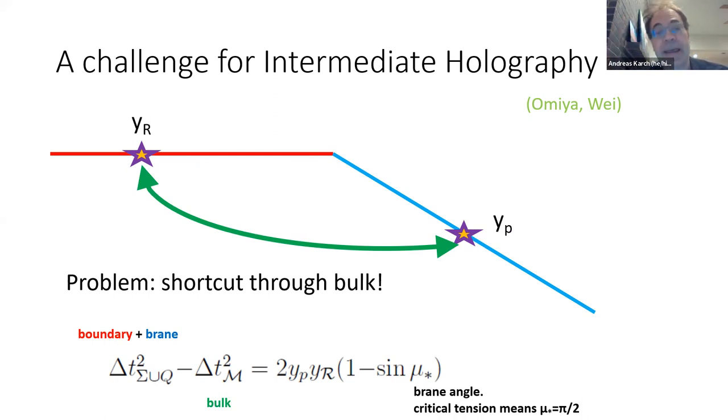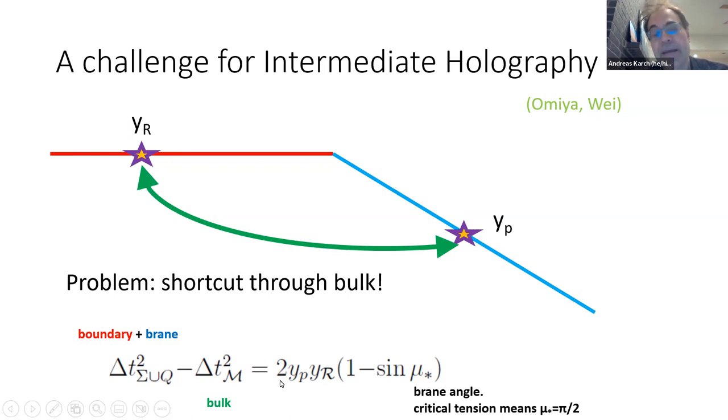You can calculate the time difference between walking along the boundary and the brane, versus going through the bulk. The first one is the time it takes along the boundary and brane, the second one is the time it takes through the bulk, and the time along the boundary and brane is longer. So if you believe in this intermediate picture, you find a causality violation because of the dual bulk description. The time it takes to communicate from a point on the bars, which they call YR, to the point on the brane, YP, is shorter in the bulk than along the boundary. The difference is proportional to both the distance along the brane and the distance along the bars, and it's set by the angle of the brane, so by the brane tension.